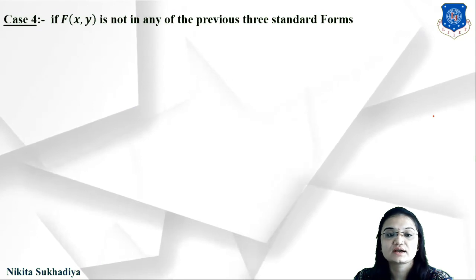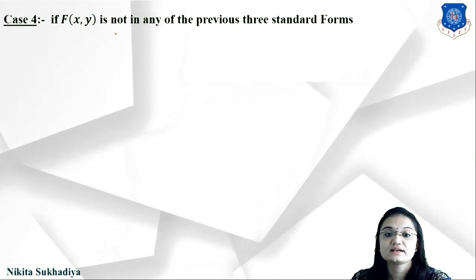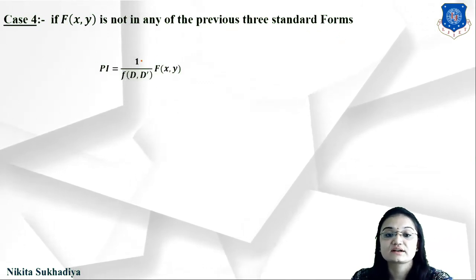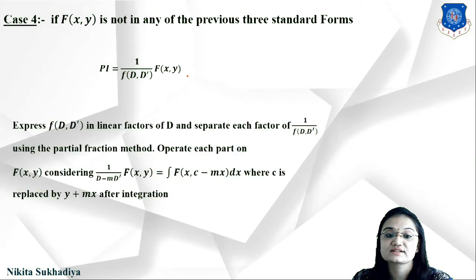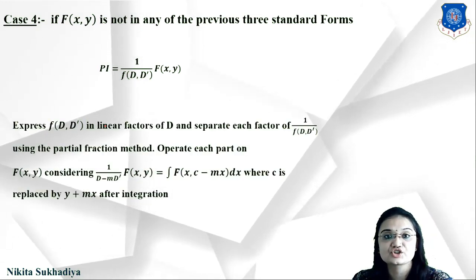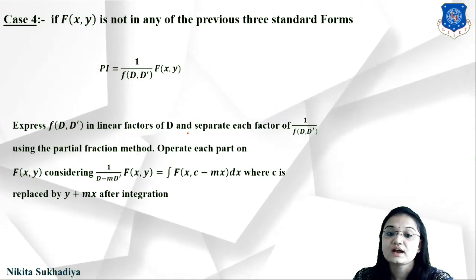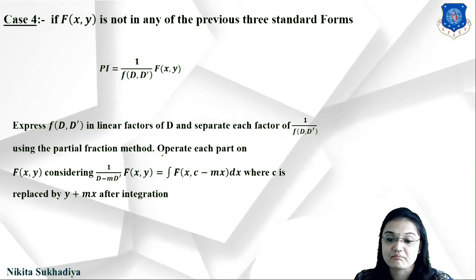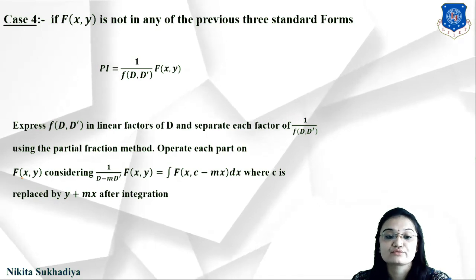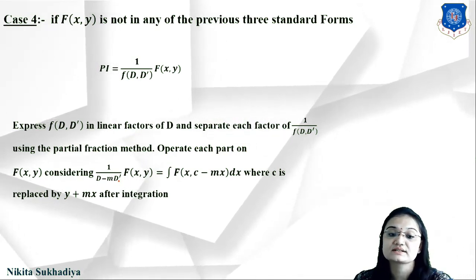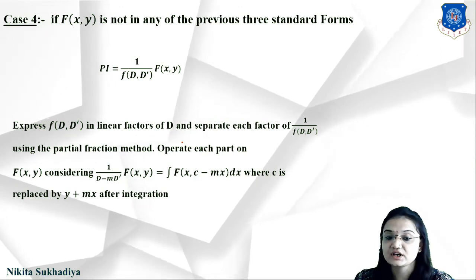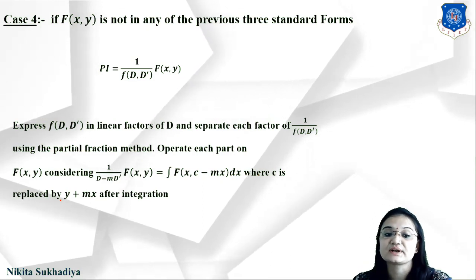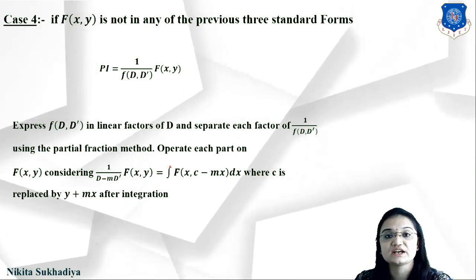Okay, now let us understand case number 4. If f of x, y is not in any of the previous 3 standard forms, then the particular integral is equal to 1 upon f of D, D dash, f of x, y. That is, express f of D, D dash in linear factors of D and separate each factor of 1 upon f of D, D dash using the partial fraction method, and operate each part on f of x, y, considering 1 upon D minus mD dash of f of x, y is equal to the integration of f of x, c minus mx with respect to x, where c is replaced by y plus mx after integration.